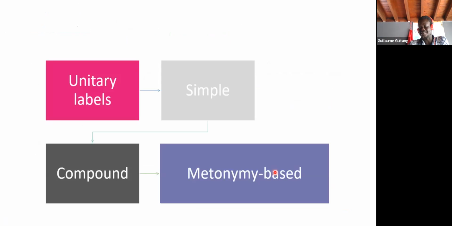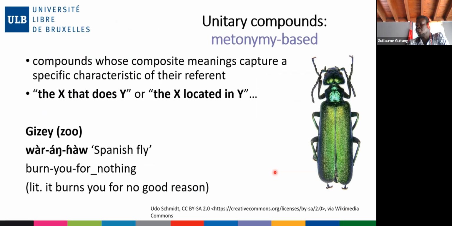Now, let's look at the metonymy-based unitary compounds. Basically, the metonymy-based ones are compounds whose composite meanings capture a specific characteristic of their referent. The meanings that are usually expressed by these labels are the X that does Y, the X that is located in Y, etc. You see some of the meanings in the examples that I show. So you have the example there from Gizey, the Spanish fly, which literally means it burns you for no good reason.